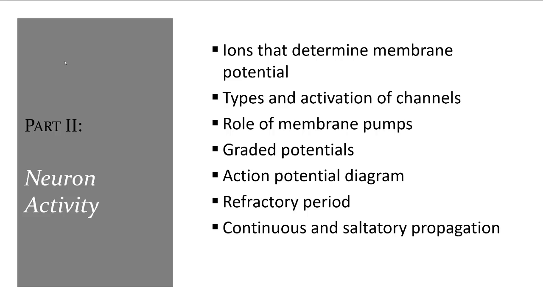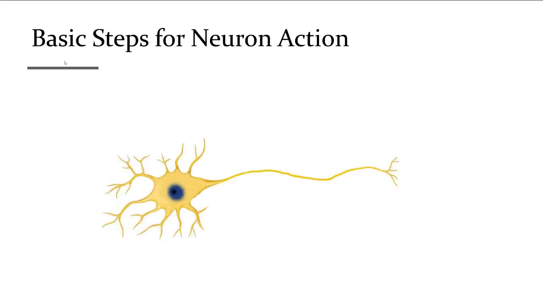Now we'll move on to neuron activity. To activate a neuron, several steps must take place. First, the neuron must be triggered to receive a stimulus. This trigger can be positive, making the neuron closer to activating, or negative, making the neuron harder to activate.